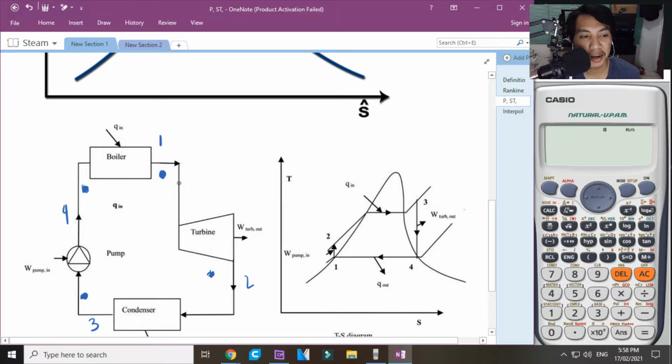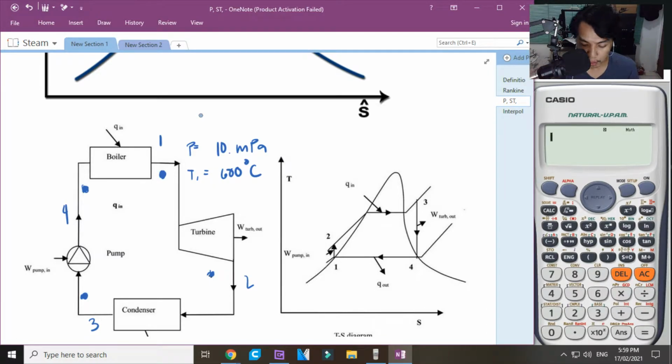Now, what is supplied here is P1, 10 MPa, and then T1 is 600 degrees Celsius. You can look at your steam tables at saturation pressures. Look at the saturation pressure of 10 MPa. Where is that? Table 2 in your steam tables. Now, what is the saturation temperature at that saturation pressure?